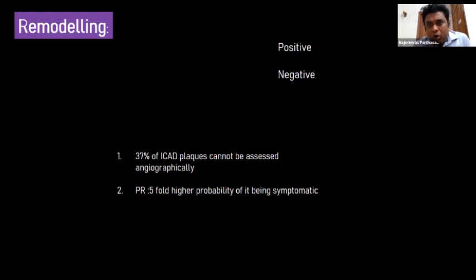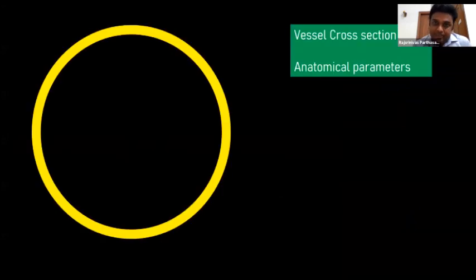So what are the remodeling patterns that we talk about in atherosclerosis? There's what is called positive remodeling and negative remodeling. Up to 37% of intracranial atherosclerotic plaques cannot be assessed by luminal angiography alone. So that's a sizable proportion. And we know that if there is positive remodeling, there's a 5-fold higher probability of it being symptomatic.